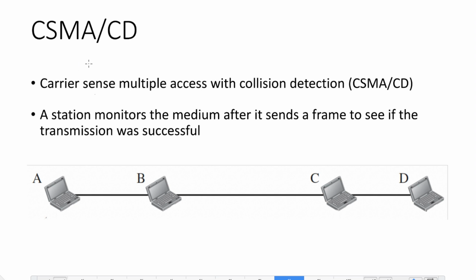So CSMA means carrier sense multiple access, which means if multiple hosts want to access, then first it will sense the carrier. It is as good as saying listen before you talk. So before you send the data, just sense the carrier. Sense the carrier before you send data.